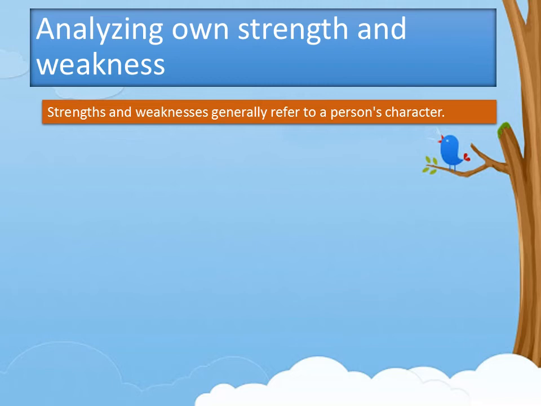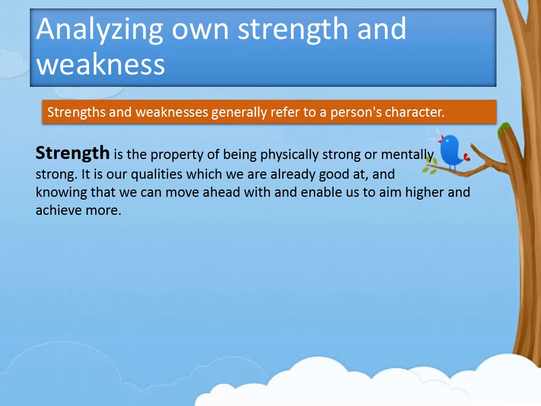Analyzing strengths and weaknesses. Strengths and weaknesses refer to a person's character. Strength is the property of being physically strong or mentally strong. Everyone has some strength. Strengths are what we do well and are good at. Knowing that it is our quality which we are already good at enables us to aim higher and achieve more. If we have a good strength, we can achieve more, and that is the meaning of strength.